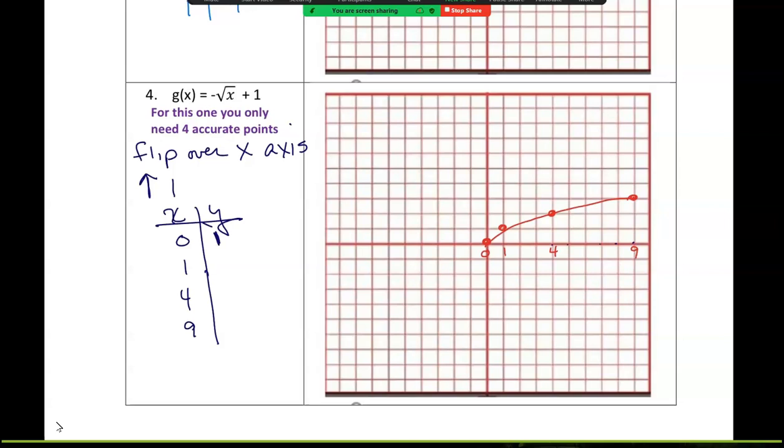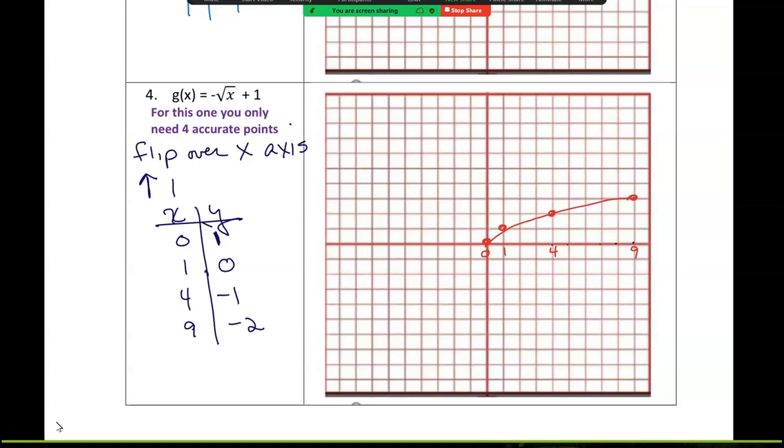Minus 1 plus 1. Ooh, that's really good. That's a 0. Square root of 4 is 2. Minus 2 plus 1 is minus 1. That's an easy number to plot. And square root of 9 is 3. Negative 3 plus 1 is a negative 2. So I'm happy with those numbers.